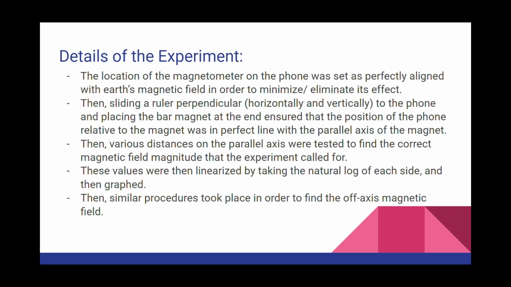Details of the experiment. The magnetometer on the phone was set as perfectly aligned with Earth's magnetic field in order to minimize or eliminate its effect. Then, sliding a ruler perpendicularly both horizontally and vertically to the phone, and placing the bar magnet at the end, ensured that the position of the phone relative to the magnet was in perfect line with the parallel axis of the magnet. Then, various distances on the parallel axis were tested to find the correct magnetic field magnitude that the experiment called for. These values were then linearized by taking the natural log of each side and then graphed. Then, similar procedures took place in order to find the off-axis magnetic field.